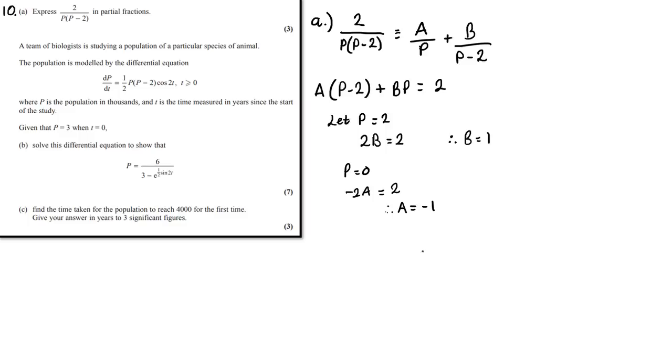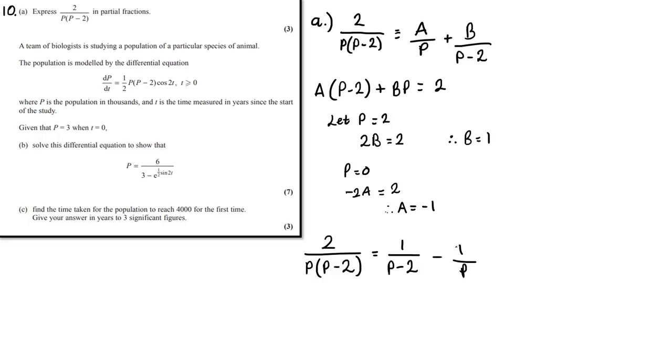So if we then express this in partial fractions, I had 2 over p times p minus 2. Well, we said this is equal to a over p plus b over p minus 2. Now because the a was negative, that was minus 1, I'm going to put that second. So we're going to subtract that from b over p minus 2, where b is equal to 1. So this is 1 over p minus 2 minus 1 over p there.